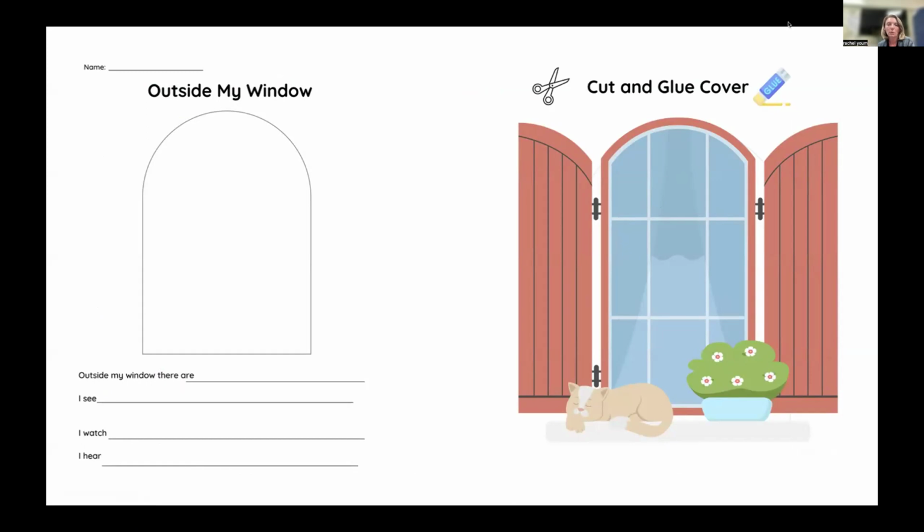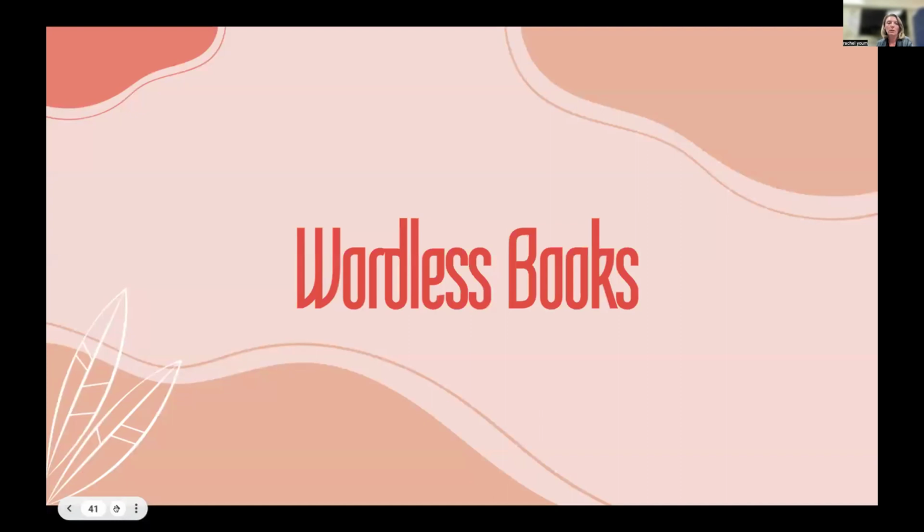And then I also chose a couple of different covers where the kids can do kind of a flap up. So they have the cover of the outside of the window, and then you would start looking at the interior view. So that's one of the options.